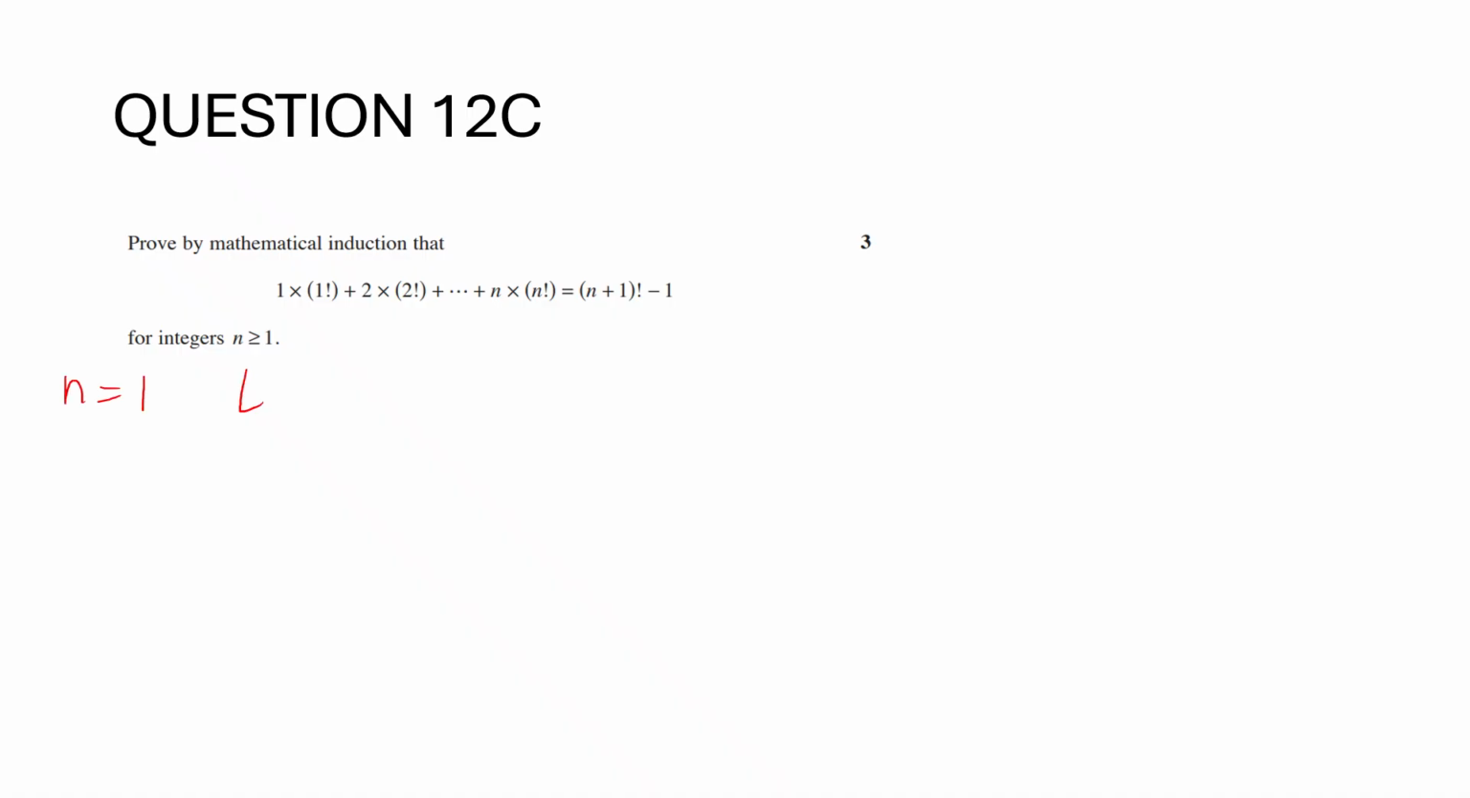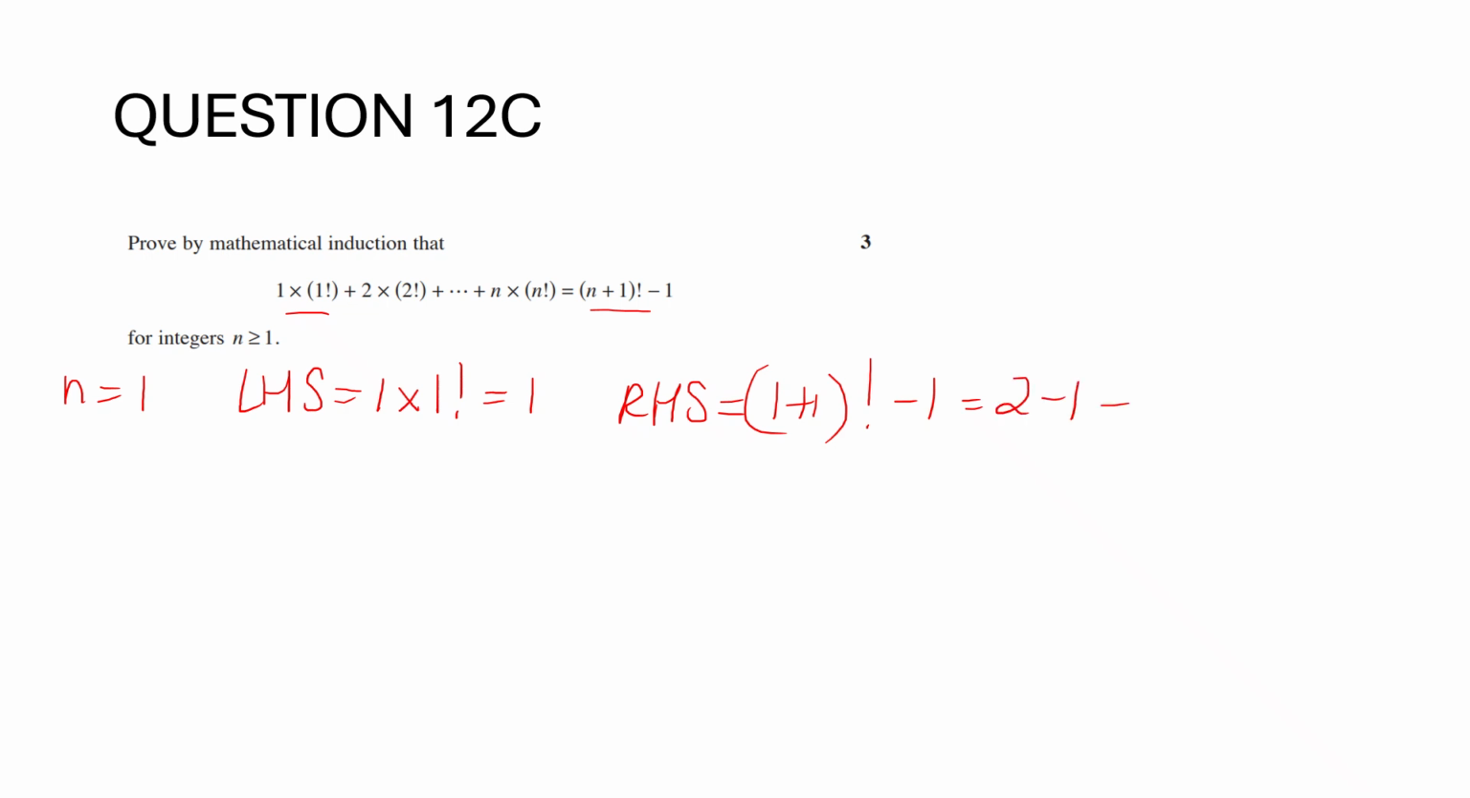Our left-hand side is equal to 1 times 1 factorial, which is 1. Our right-hand side is equal to 1 plus 1 factorial, take away 1, which is 2, take away 1, which is 1. So it's true for n is equal to 1.